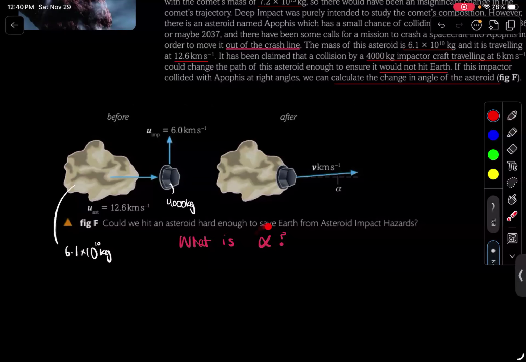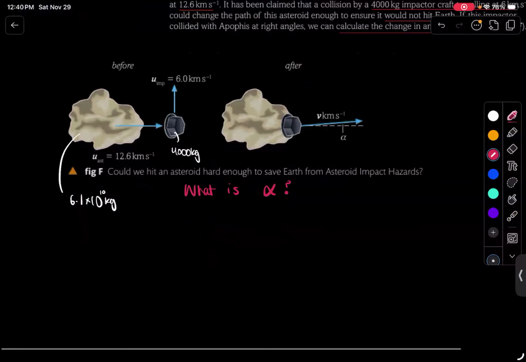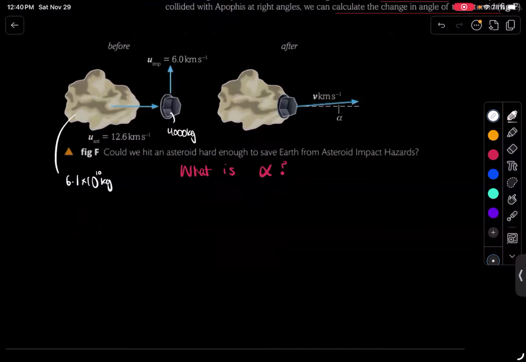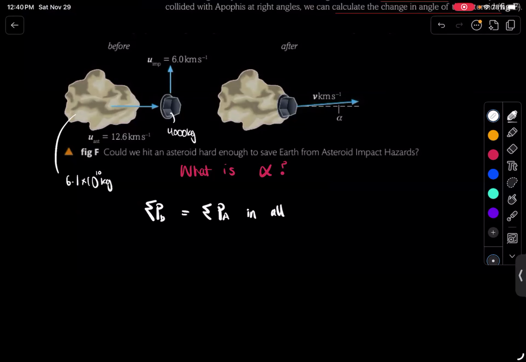By how much is theta going to change? First of all, what you're going to do is always write down the principle of conservation of momentum. The principle of conservation of momentum is: sum of momentum before equals sum of momentum after in all directions, which means momentum is conserved horizontally as well as vertically.